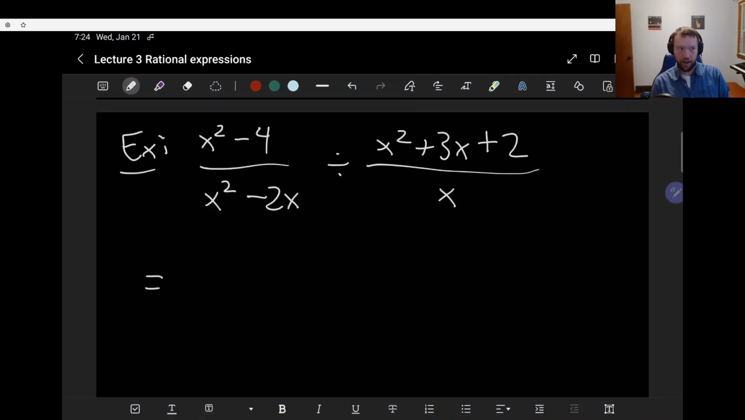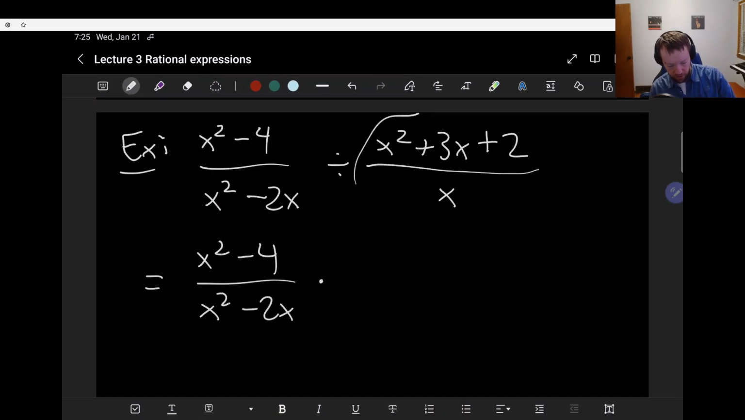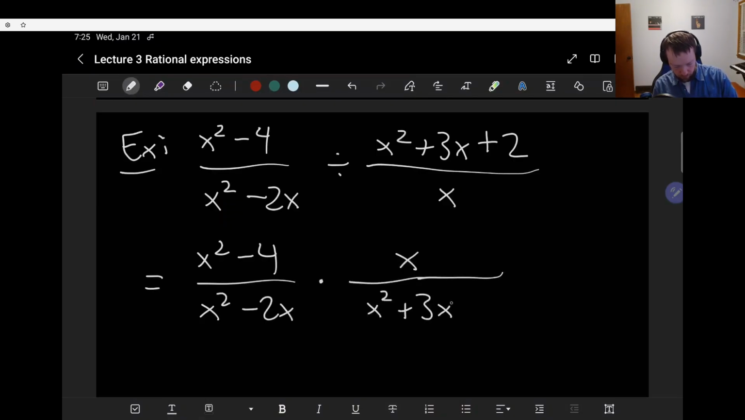So like I just said, I have a fraction divided by fraction. I want to reframe that as multiplication just to make everything a little easier. So times the reciprocal of this. So remember, reciprocal is where you flip the numerator and denominator. Okay, and now we're ready to start taking a crack at this problem.